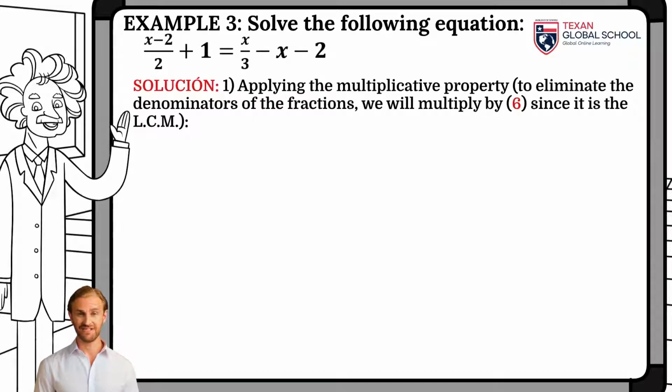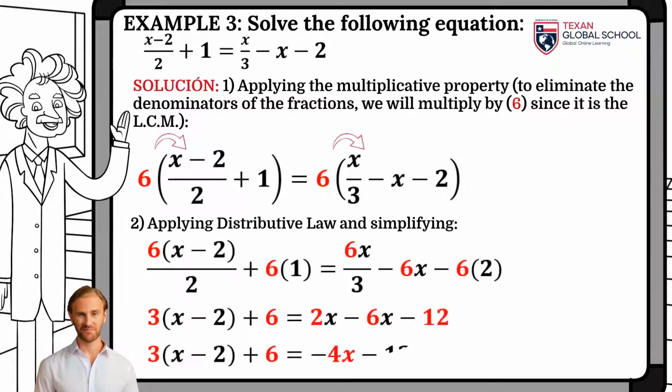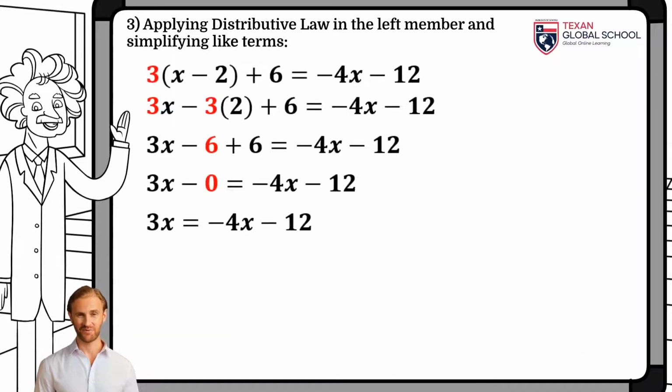multiple. The least common multiple of all denominators is 6. So, using the multiplicative property, we multiply both members by 6. Now we perform the operation by using the distributive law of multiplication. We can see that when simplifying, all the denominators are eliminated, thus facilitating the equation. We apply the distributive property again on the left side, and we simplify like terms on the left side.